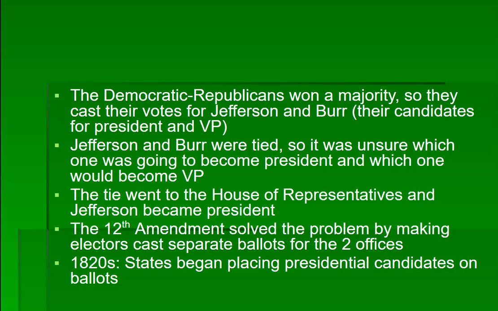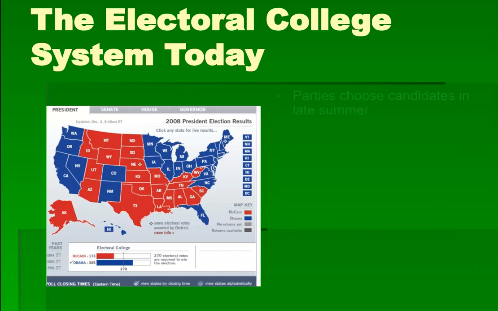By the 1820s, states had begun placing presidential candidates on ballots for the citizens to choose, which is the system we have today, where we vote in a presidential election, and what we're voting for is the electors for our state. So if you vote Democrat, you're voting for the Democratic electors for New York State. And if you vote Republican, you're voting for the Republican electors for New York State. And then when the Electoral College meets to cast their vote, whichever group won in New York State will represent New York in the Electoral College.